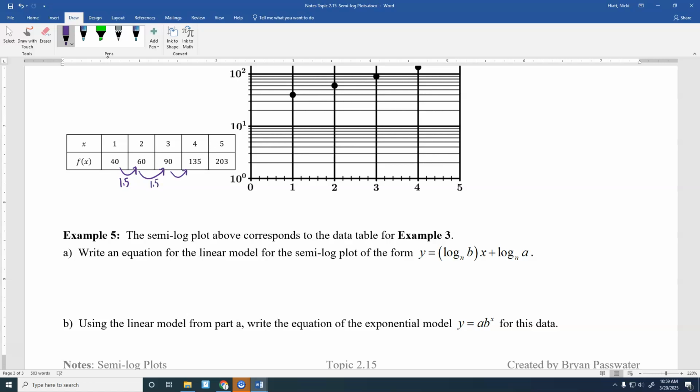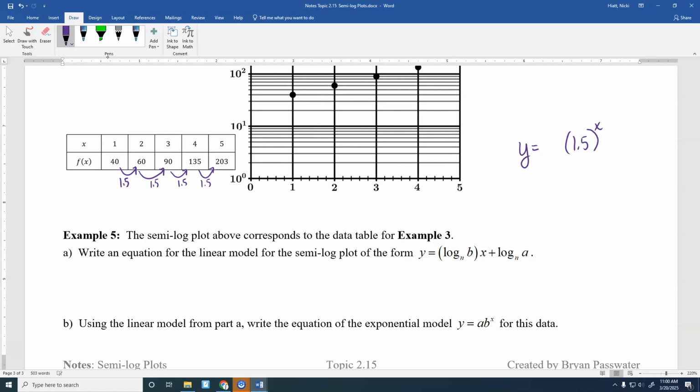Half of 90 is 45. 90 plus 45 gives you 135. So 1.5 right here. I'm not going to double check, but I'm pretty sure that works out. They probably rounded that 203. But the number I'm multiplying by each time is 1.5. That's my b value. So I got y equals something times 1.5 to the x power.